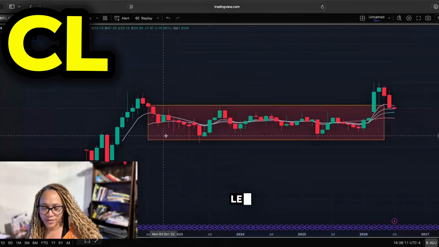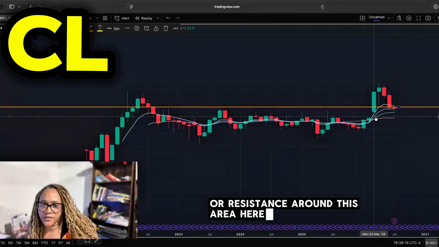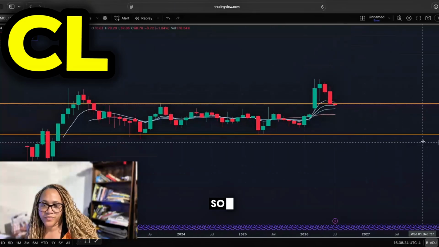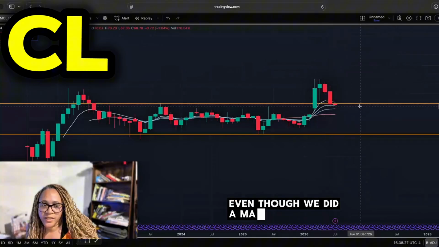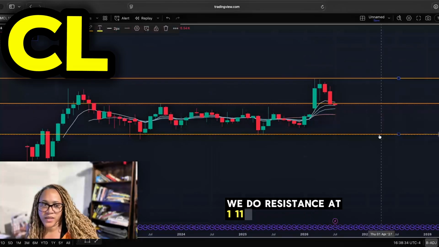So let me get out of here. Let's do this down. So we can do resistance around this area here, and we can do support around this area here at $40. So EMAs currently, we're above EMAs, even though we did a major sell down. We do resistance at 111.